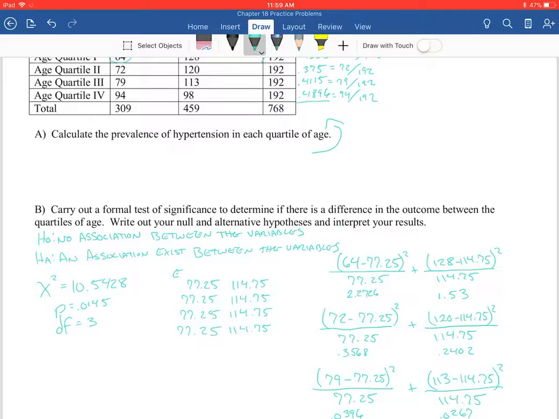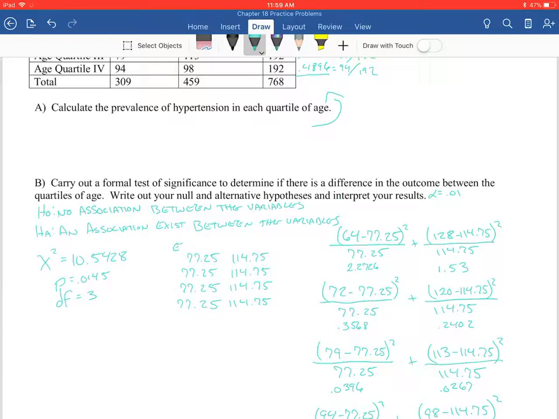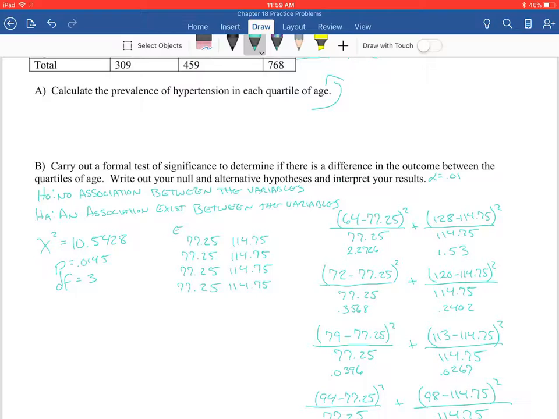Part B says to carry out a formal test of significance to determine if there's a difference in the outcomes between the quartile ages, write out your null and alternative hypothesis, and interpret results. One thing that wasn't added is that alpha is going to equal 0.01. I'll make sure to add that. So when we do this, we're going to have our null hypothesis stating that there's no association between the variables and our alternative hypothesis stating that there is an association between the variables.